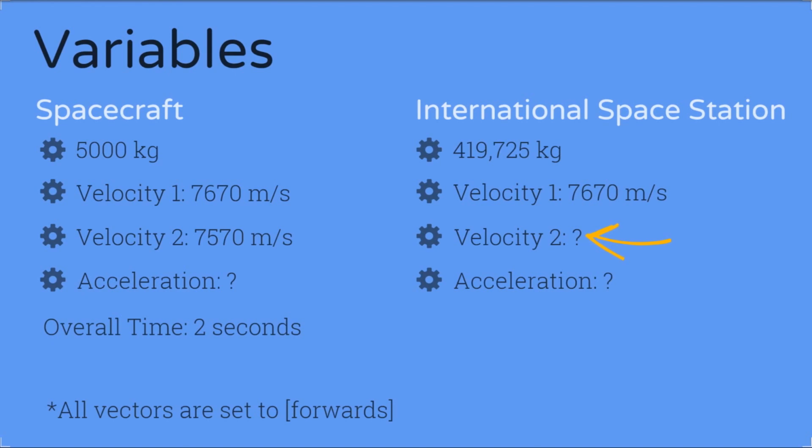Now let's look at our variables. We know the mass of both the spacecraft and the ISS. We also know that both the ISS and the spacecraft start off at a velocity of 7,670 meters per second. We know the velocity of the spacecraft after 2 seconds, but we do not know the ISS's velocity after 2 seconds, which is what we're trying to find out here. We also don't know both the accelerations, and for the purposes of this video, all vectors are set to forwards.